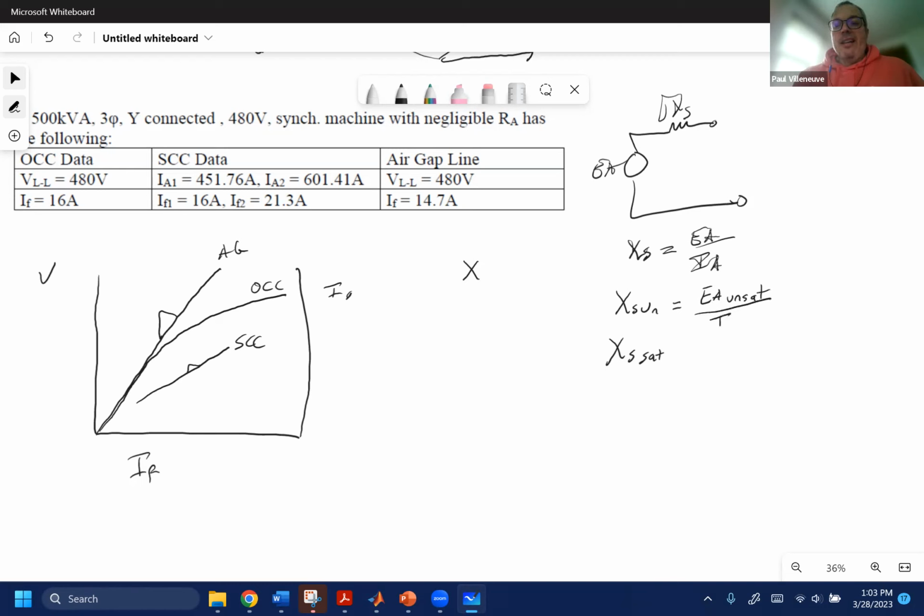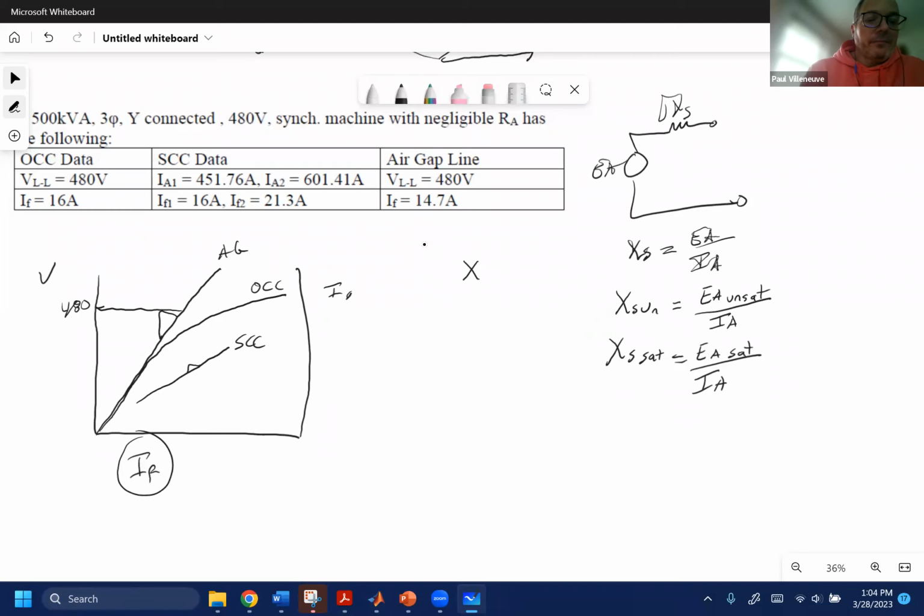And this IA never saturates, because the short circuit characteristic doesn't saturate. Over here, EA is our saturated value, and again, here is our IA. Now, the key thing is that the EA and the IA have to be at the same value of field current. So let's take a look at some of the data. Let's say that the air gap line is 480 volts.